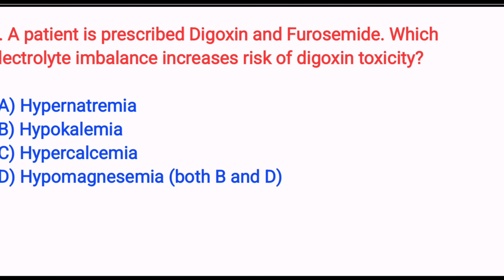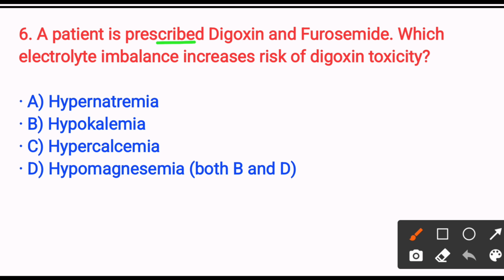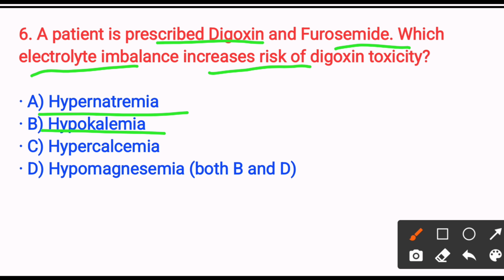Next, a patient is prescribed digoxin and furosemide. Which electrolyte imbalance increases risk of digoxin toxicity? Option A, hypernatremia. Option B, hypokalemia. Option C, hypercalcemia. Option D, hypomagnesemia.